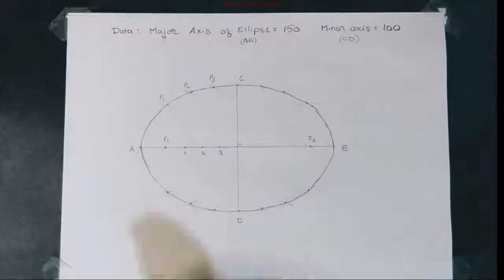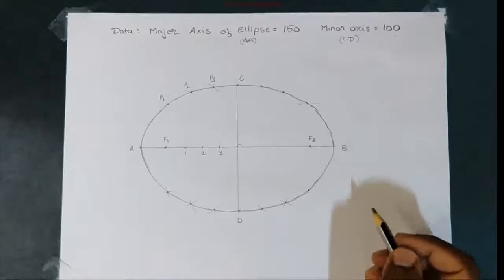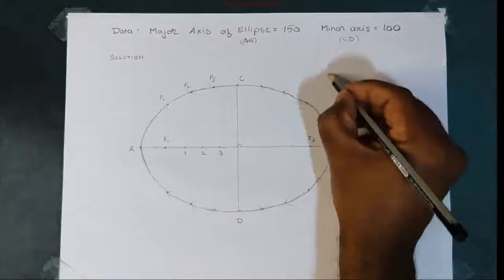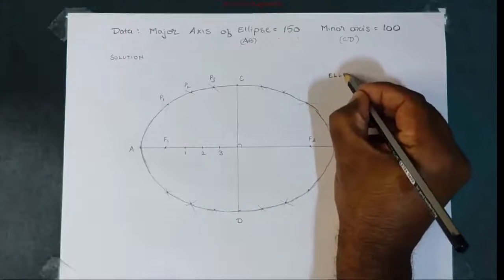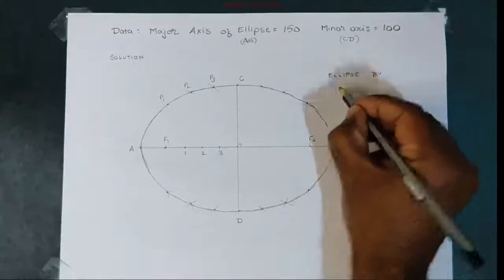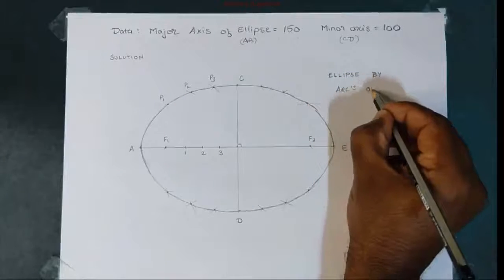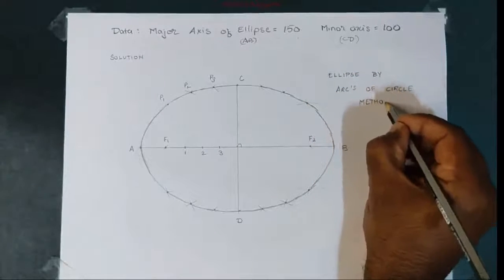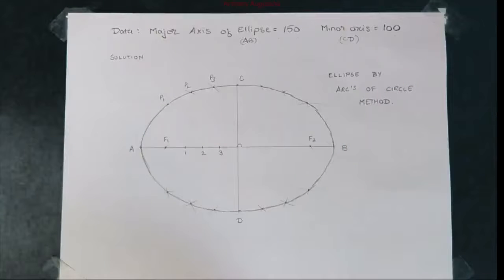So my ellipse is complete, and I provide the name for the problem, ellipse by arcs of circle method, which is most necessary. So this completes the problem, and I hope you were able to understand the construction and were able to draw the problem in your sketchbook.